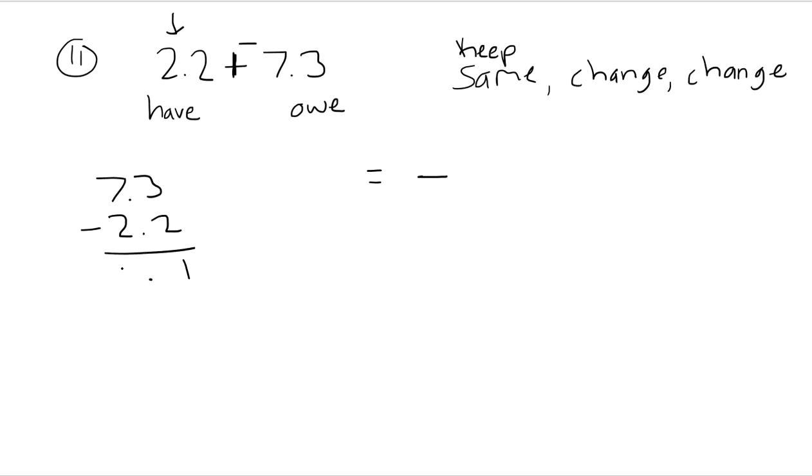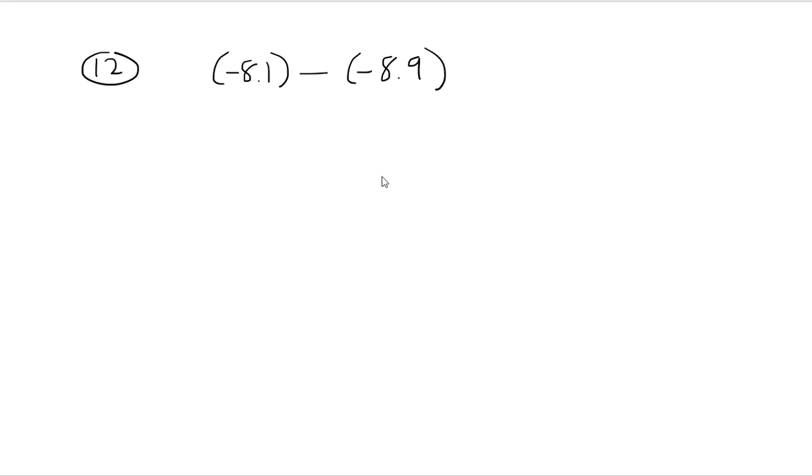3 minus 2 is 1, 7 minus 2 is 5. So our answer would be a negative 5.1. Okay, let's go ahead and look at number 12 for our next one. It's another subtraction problem. Remember, with subtraction problems, you keep, change, change.